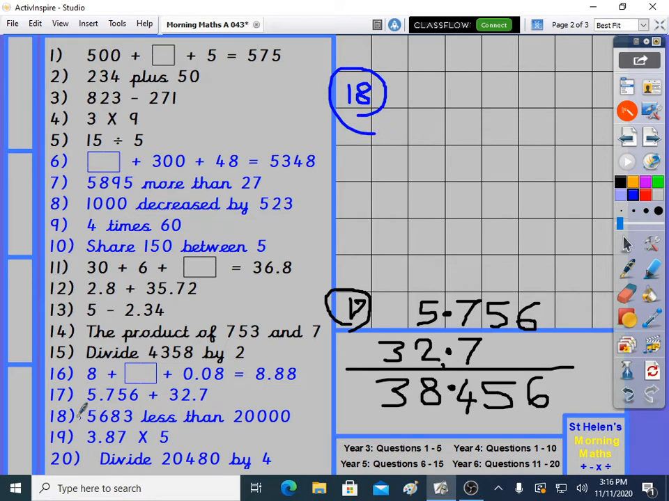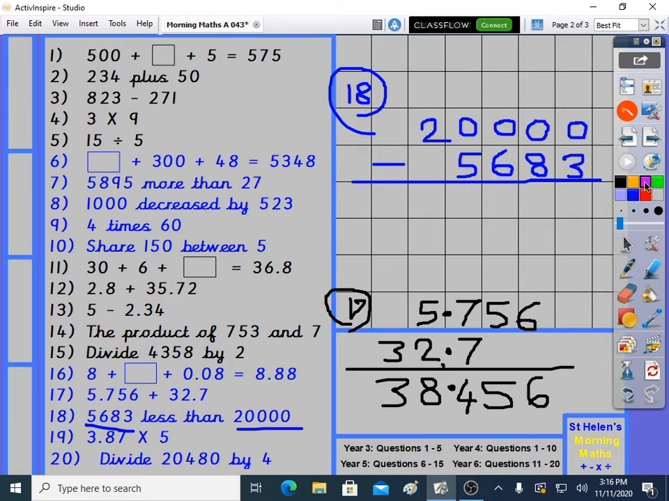Question 18. This less than this. Well, the biggest number must go at the top. That's 20,000. So if you got tricked, maybe you put the smallest number at the top. So we line it up like this, don't we? Lots of help required on this, because 0 take away 3 we can't do. 0 needs help from all the way along here. Ten take away 3 is 7. 9 take away 6 is 3. 9 take away 5 is 4. And 1 at the front, which is actually worth 10,000.